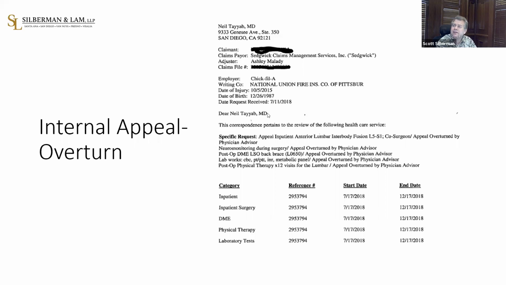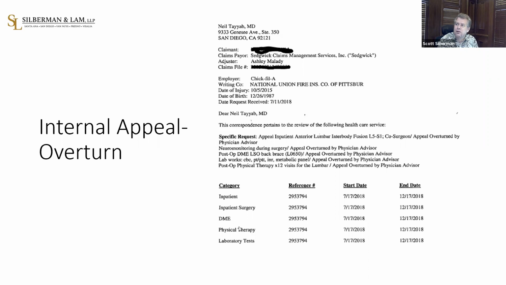So in this case, this was overturned. It was actually a lumbar interbody fusion, which is a back surgery, a back fusion, that was originally denied by utilization review. We did an appeal, and even before it got to independent medical review, before it got to Maximus, the appeal was already overturned by the physician advisor. So that was a different physician with the same company.